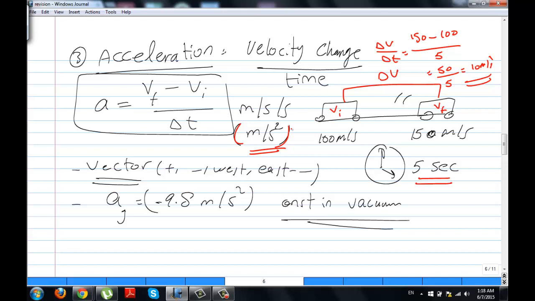It is a vector quantity, which means it can be positive and can also be negative, and you have to mention the direction. Acceleration has a constant value in the free fall. During the free fall, you have a constant free fall acceleration, which is negative 9.8 meters per second square. This is a constant free fall acceleration in vacuum. This is an example of the acceleration.